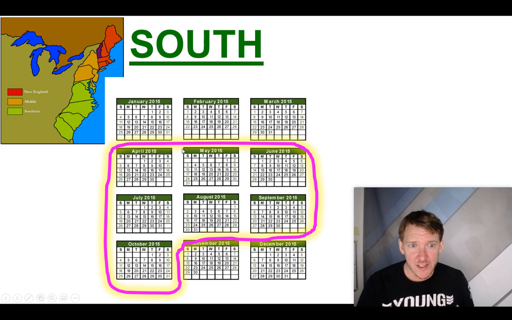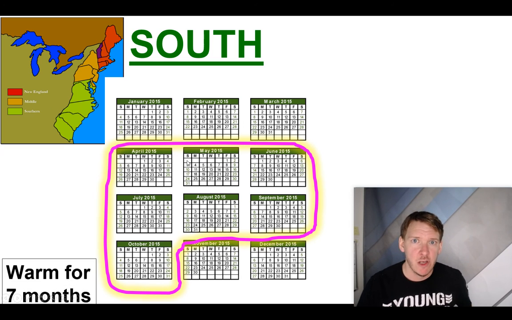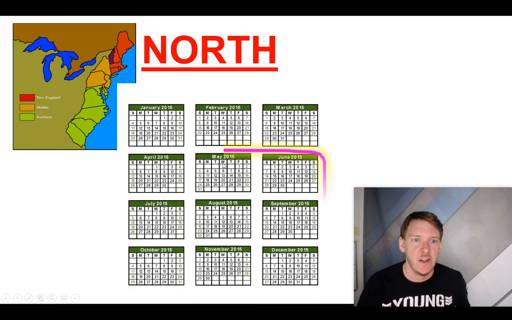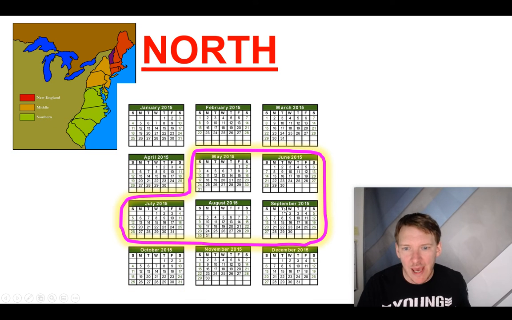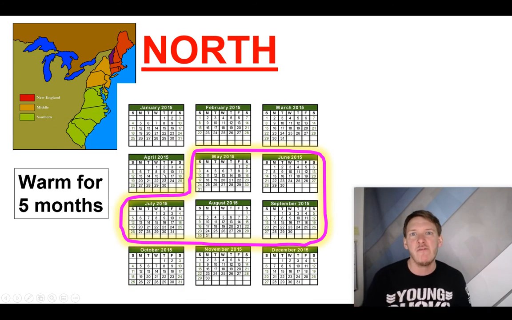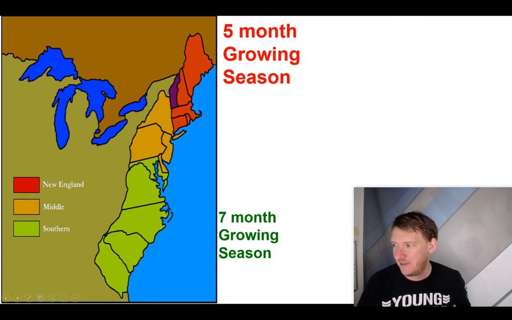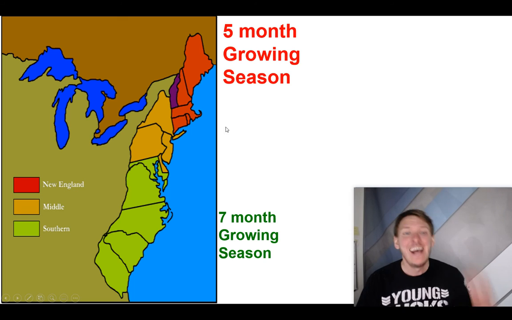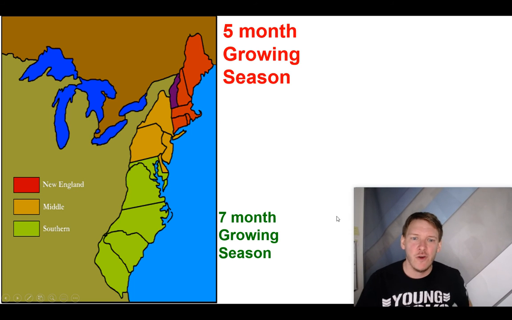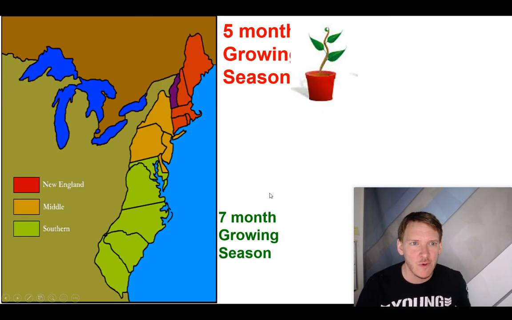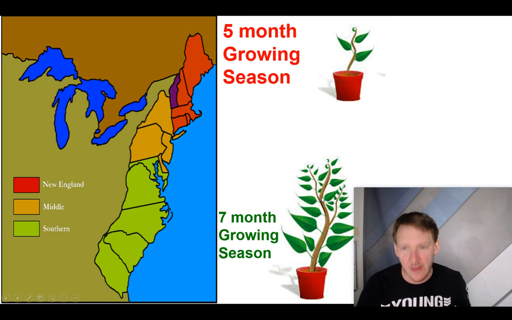The biggest difference here is just the calendar. Where it's warmer in the south, you have more summer months, and more summer months means a longer growing season. In the north, it's not warm as long, from May to September only, and so you only have 5 months. So when we compare the two, scary, it's been 50 minutes. In the north, 5 months of growing versus 7 months of growing. Well, guess what, folks? Look at this plant.